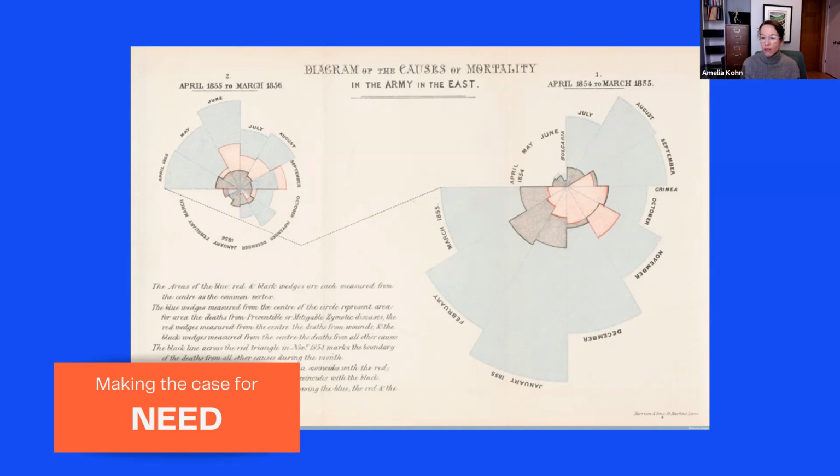So the blue portions of each slice show the proportion that were due to preventable causes like poor hygiene. The red portions represent deaths due to wounds in battle, and the black represent deaths due to other causes. The Queen and Parliament could see at a glance the importance of hygiene. They quickly set up a sanitary commission to improve conditions, and indeed death rates fell. Nightingale became one of the first people to successfully use data visualization for persuasion and to influence public policy.